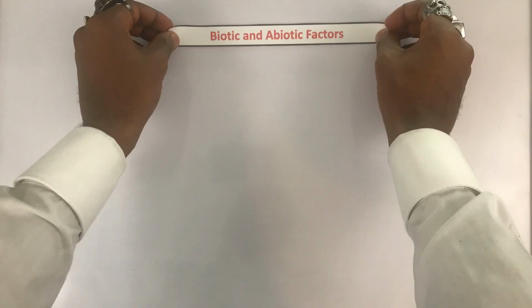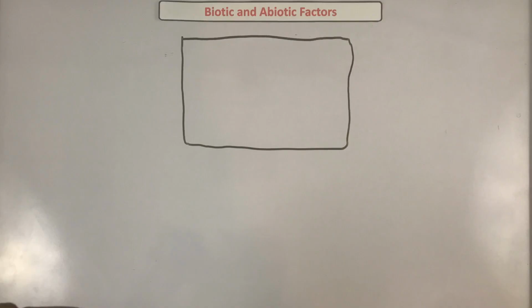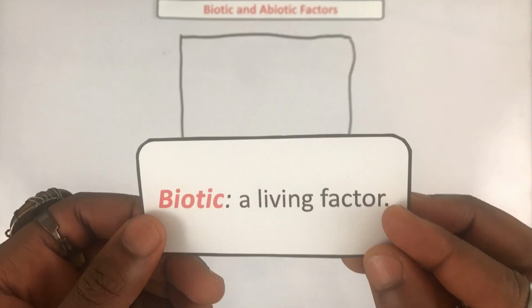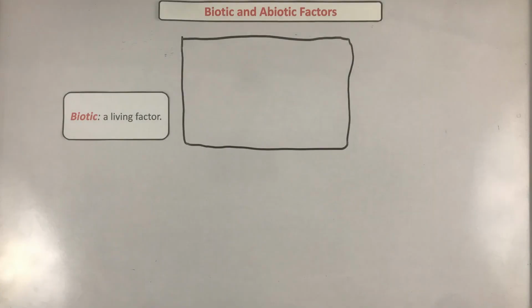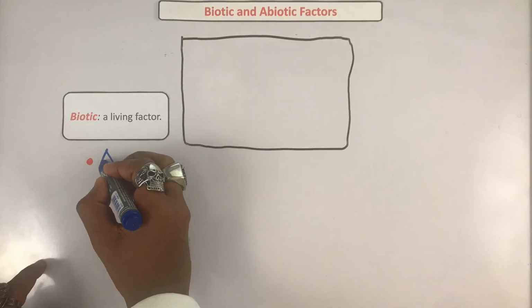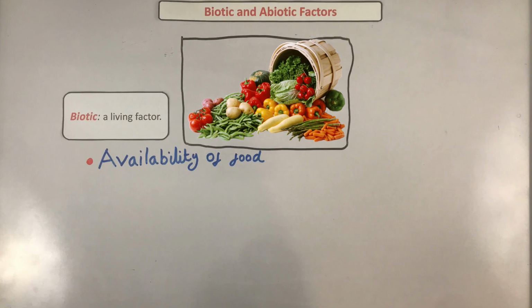There are 2 types of things that can increase or decrease the population of an organism. They are categorized as biotic or abiotic factors. Biotic factors, like biology, is all about living things in the environment. There are 4 biotic factors that you need to be aware of. The first one is the availability of food. The higher the availability, the higher the population.